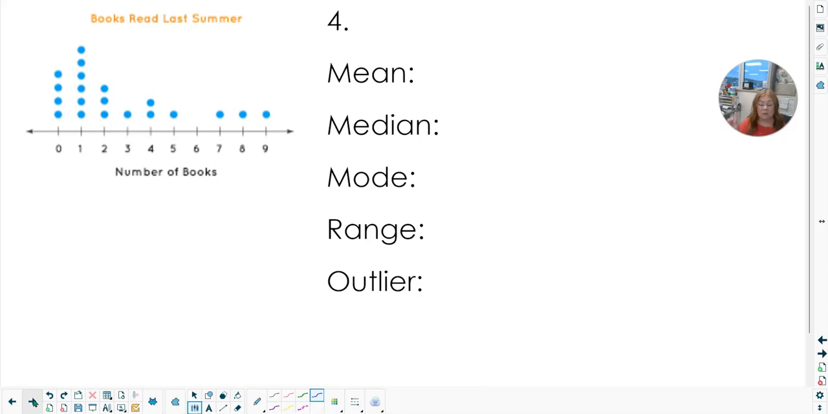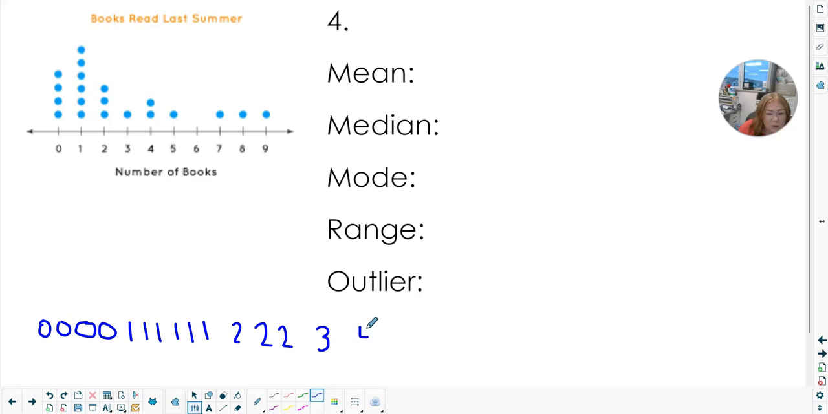All right. When you are ready, number 4, we're going to find the mean, median, mode, range, outlier. So our very first job is we want to write those out in a line. So we have 4 zeros. And then we have 6 ones. And then 3 2s. And a 3. And 2 4s. And a 5 and a 7 and an 8 and a 9.